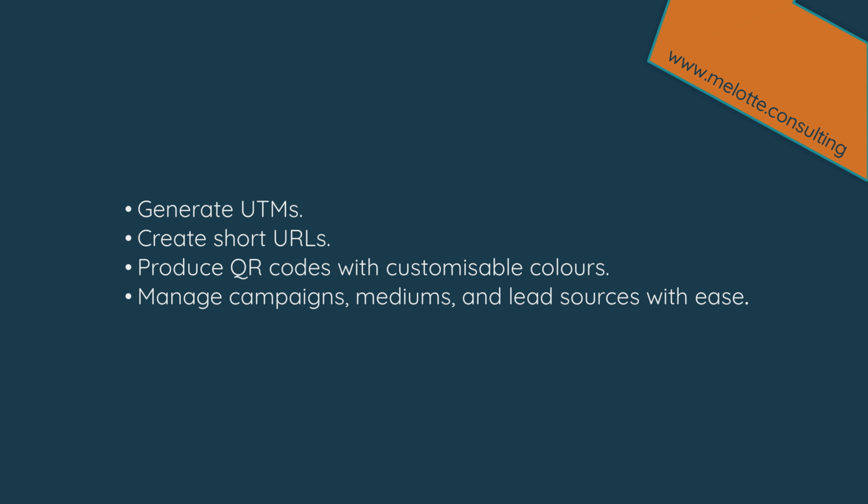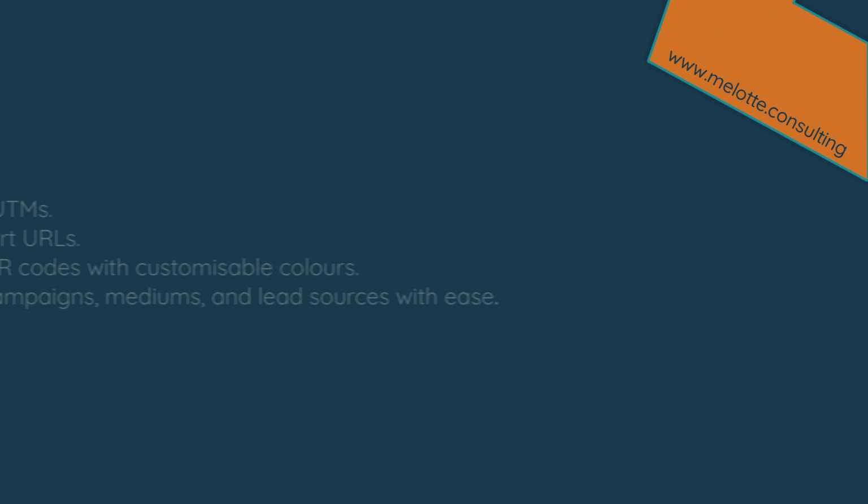Summary. To recap, the UTM Tracker lets you generate UTMs, create short URLs, produce QR codes with customizable colors, manage campaigns, mediums, and lead sources with ease. The short domain and Rebrandly API key are optional but essential for leveraging Rebrandly's short URL functionality. If the short domain is left blank, it will default to Rebrandly's domain.